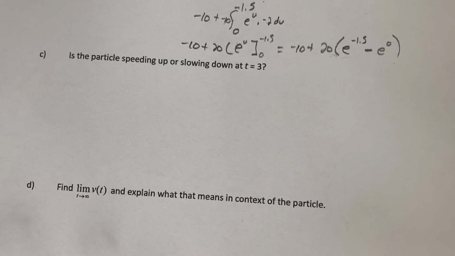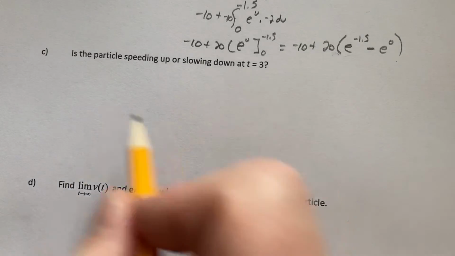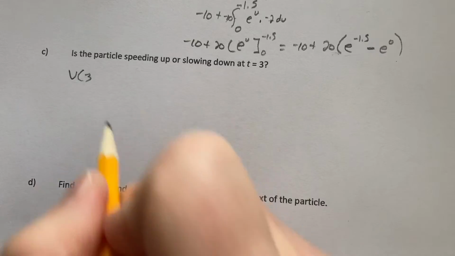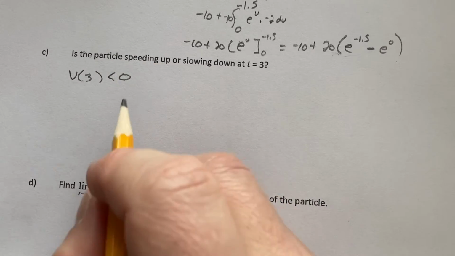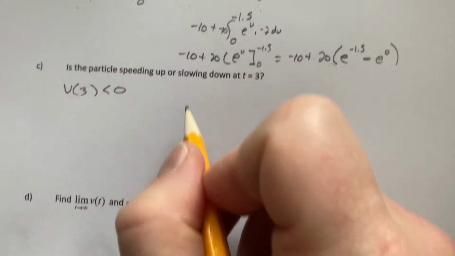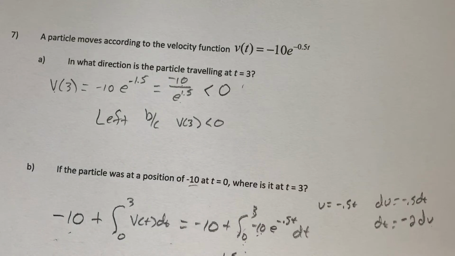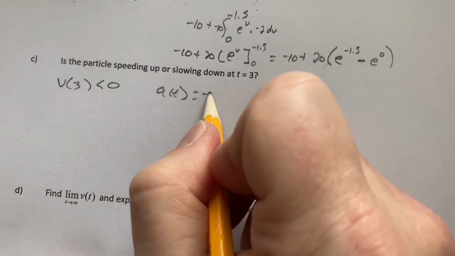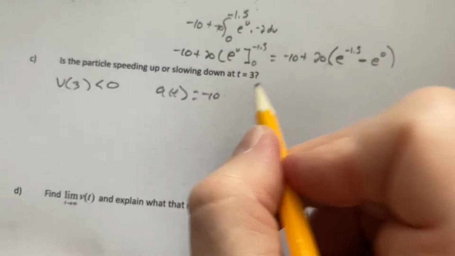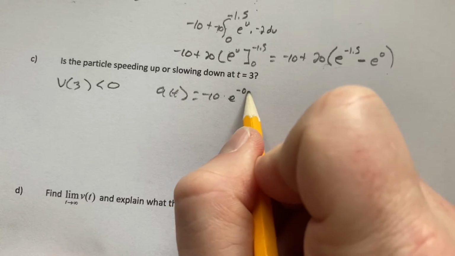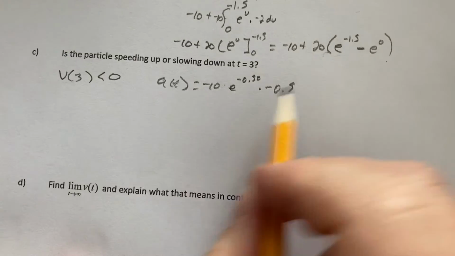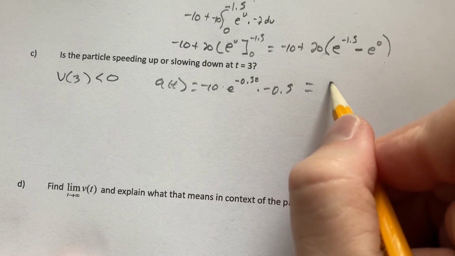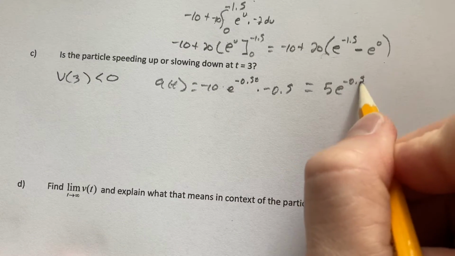Right. C says, is the particle speeding up or slowing down? Now, we've already said the velocity at 3 seconds is negative. What we have to do is compare that to acceleration. So I'm going to find a formula for acceleration. Acceleration is the derivative of this. So it'll be negative 10 times the derivative of e, which is just that, times the derivative of the exponent, which is negative 0.5. If I work that out a little cleaner, it's 5e to the negative 0.5t.